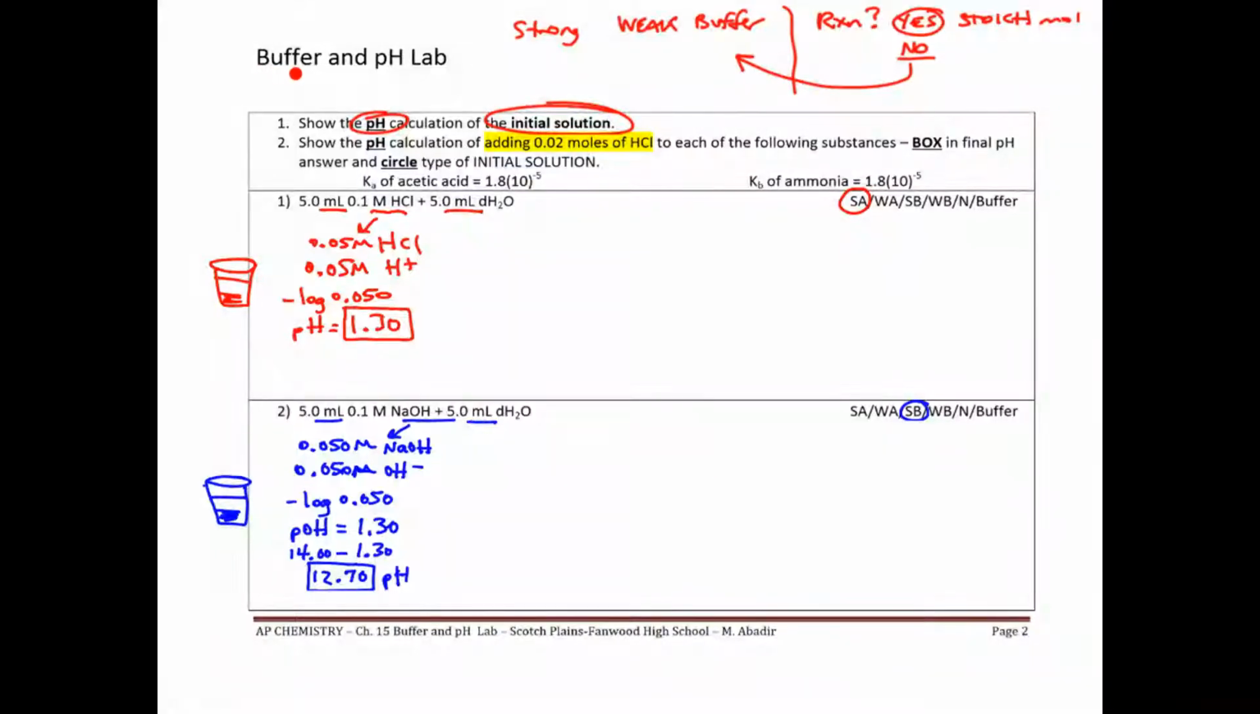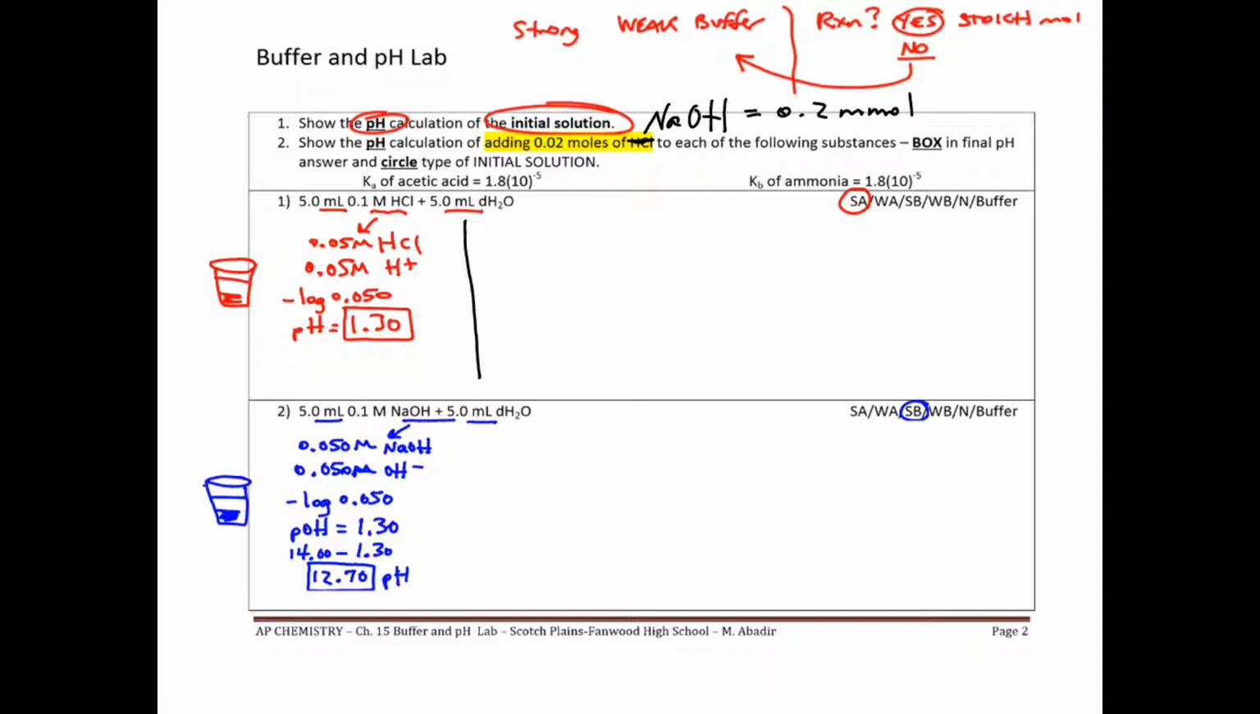Today we're continuing with our buffer and pH lab. We'll be adding 0.02 moles of NaOH into each of our solutions, and this is equal to 0.2 millimoles. I'm going to be working in millimoles today just to make it interesting and avoid some mistakes that I made before with all the zeros.